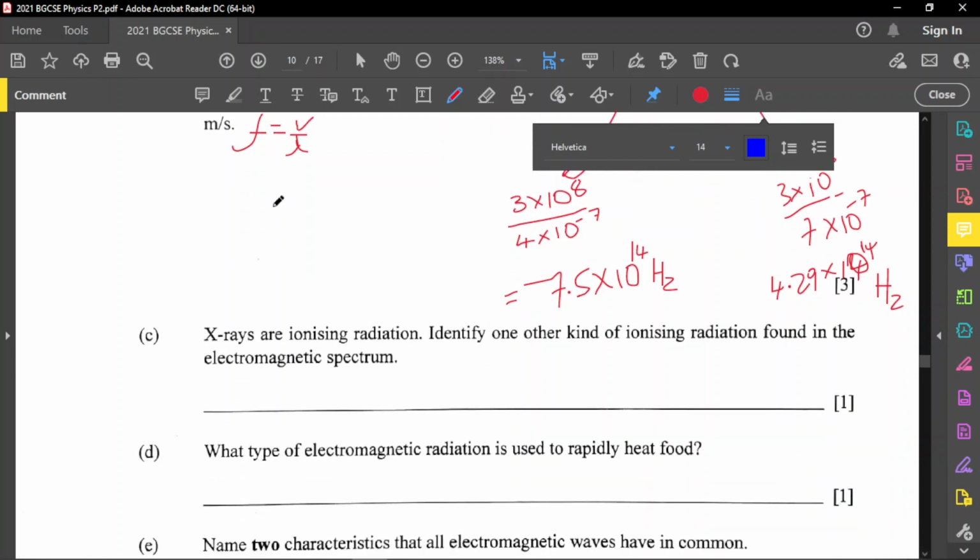It said X-rays are ionizing radiation, right? Identify one other kind of ionizing radiation found in the electromagnetic spectrum. And the other one here is going to be gamma ray. An easy way to know this, do you remember what I used in the previous review? Let me just write this down first, and then I will explain it to you again.